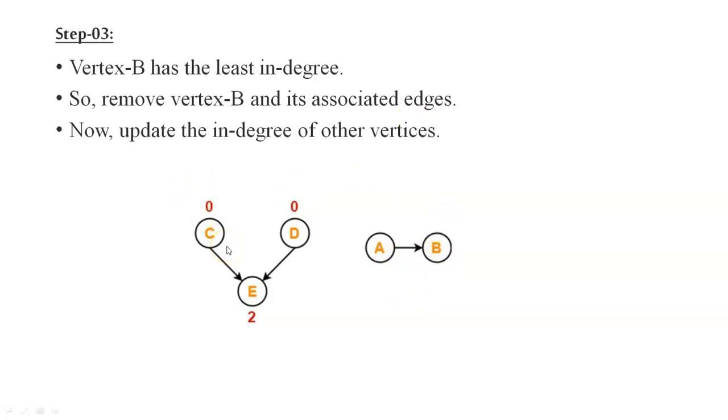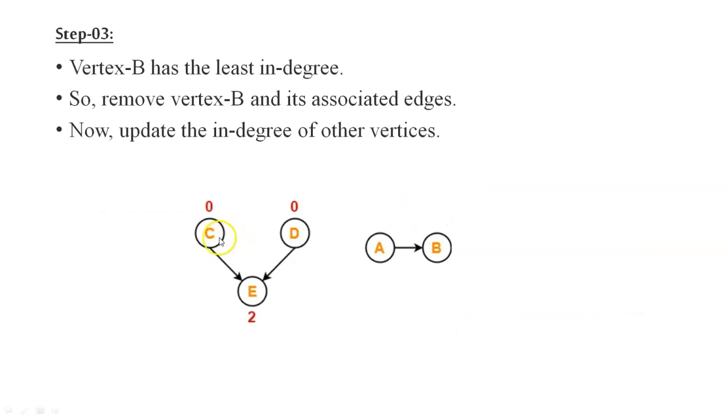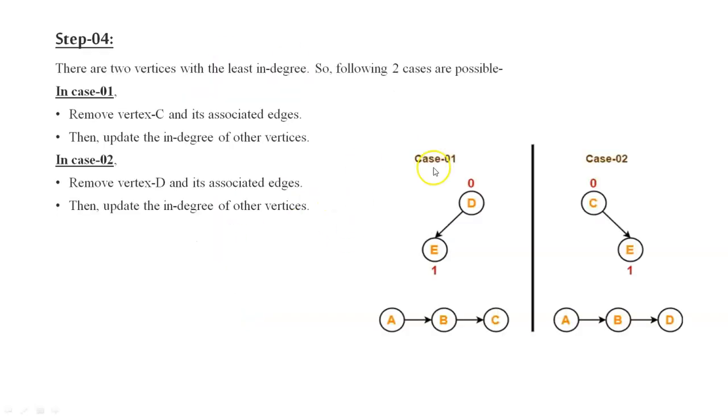Now again find the in degree for all the 3 vertices. C has no in degree, that is 0 in degree. D is also 0. E has 2. In this case, when two vertices have in degree 0, you will consider it as two cases. In case 1, in the third step of the ordering, either you can go with C or you can go with D. That is our wish. There is no constraint or rule for selecting this. So in case 1 they are going with C. So they removed C and the corresponding edge of C.